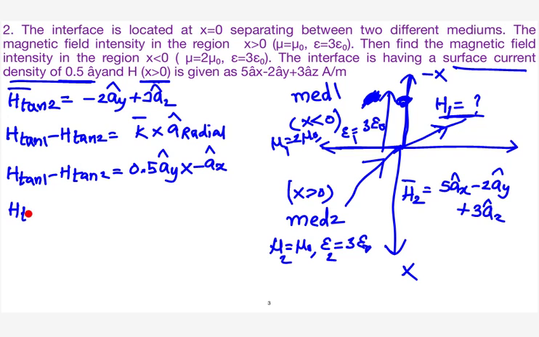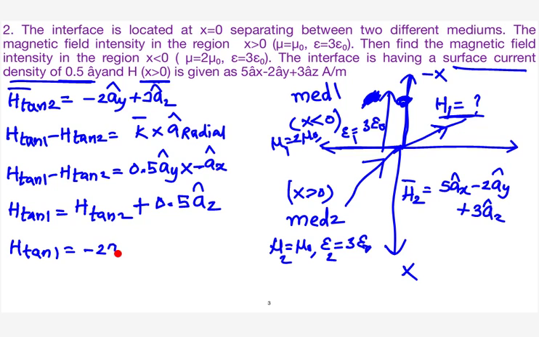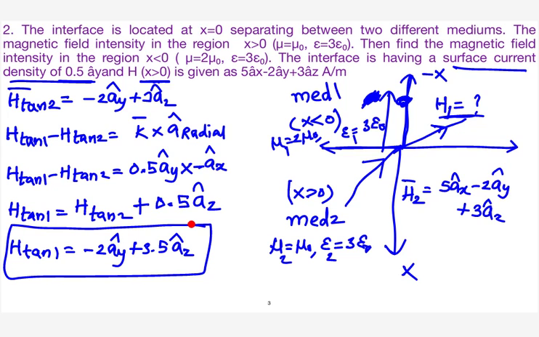So H tan 1, your unknown which you have to find, is equal to H tan 2. And you can see ay cross ax is minus az, and minus into minus cancels, so you are going to get plus 0.5 az cap. So for H tan 2, you just add plus 0.5. What is the H tan 1 you are going to get? Minus 2 ay cap plus 3.5 az cap. This is your magnetic field intensity in the first medium. Take it as equation 1. You can do the same for the normal component in the same fashion.